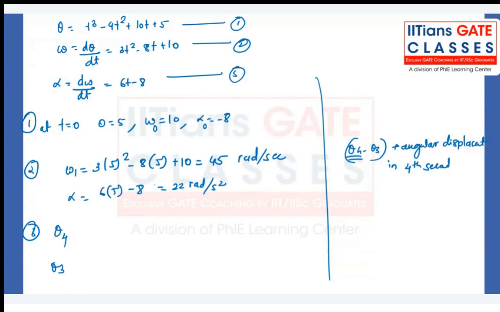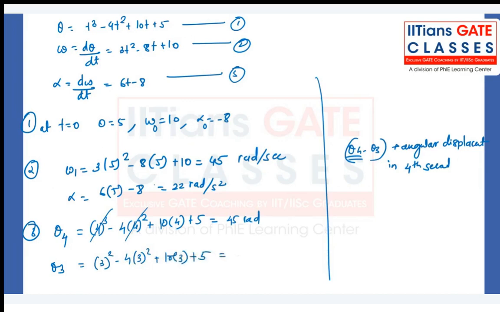Okay, so theta 4 is 4 cube minus 4 into 4 square plus 10 into 4 plus 5, and that is equal to 64 minus 64. So this will basically get cancelled out. 45. Theta 3 is 3 cube, sorry, here, minus 4 into 3 square plus 10 into 3 plus 5, 27 minus 36 plus 30 plus 5 is 26 radian. Okay, and it is 45 minus 26, it is 19 radian. Okay, so that's all. Yeah, some of you already answered it.